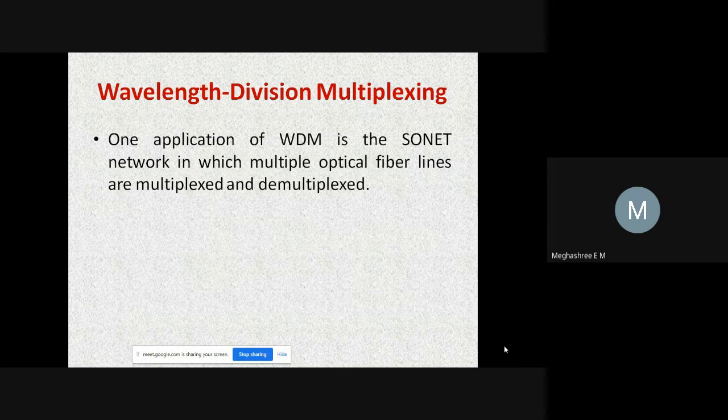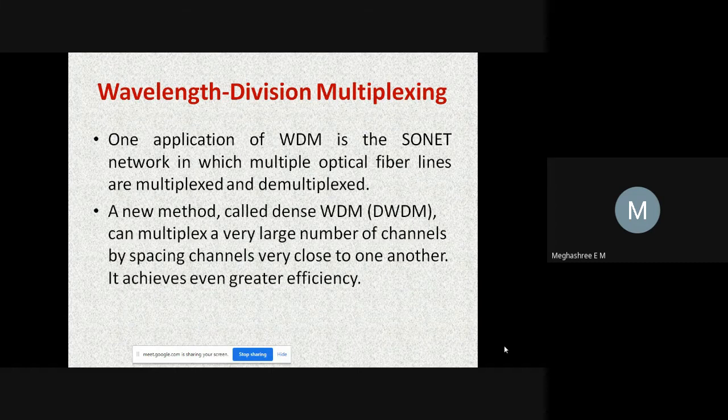An application is that it is used in SONET, that is synchronous optical network, where multiple optical fiber lines are multiplexed and demultiplexed. One newer method followed to do this task is dense WDM, where a large number of channels are multiplexed by spacing the channels very close to one another. This method is followed to achieve greater efficiency. Okay, that is about wavelength division multiplexing.